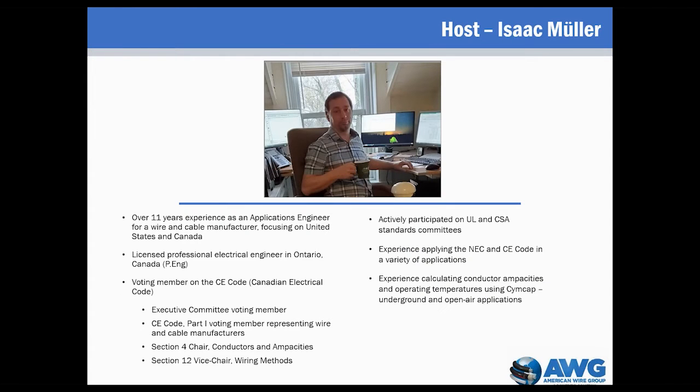Hello, I am Isaac Mueller, Applications Engineer for American Wire Group. For more than 11 years now, I've been working as an applications engineer for a wire and cable manufacturer, focusing on wire and cable applications in the United States and Canada. Currently, I am a voting member on the Canadian Electrical Code Executive Committee in Part 1, representing wire and cable manufacturers. I am Section 4 Chair for Conductors and Ampacities and Section 12 Vice Chair for Wiring Methods. I continue to be active in these positions on the Canadian Electrical Code committees. I am also a member of several task groups and working groups for the Canadian Electrical Code.